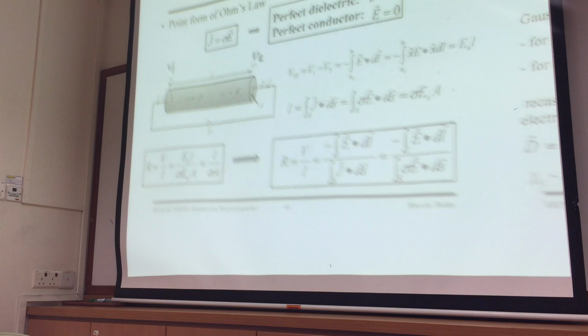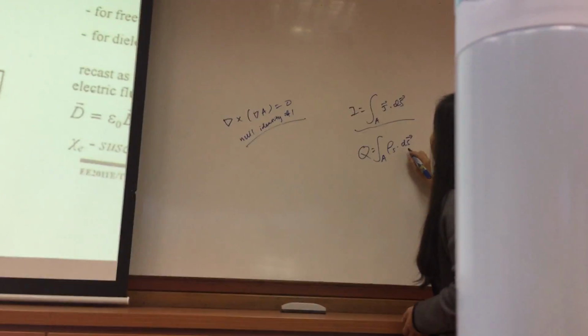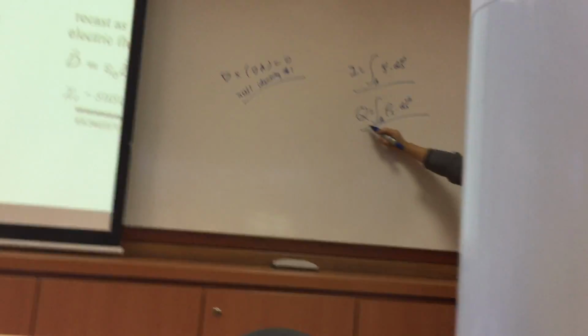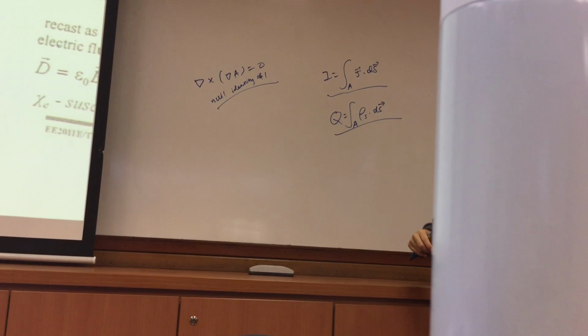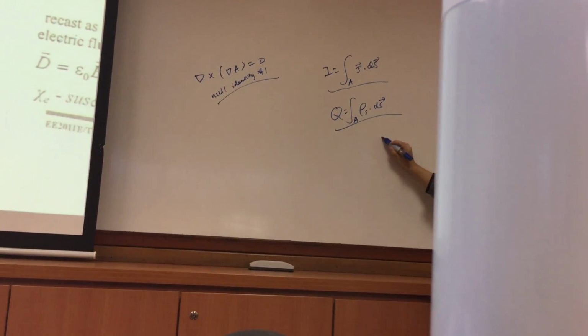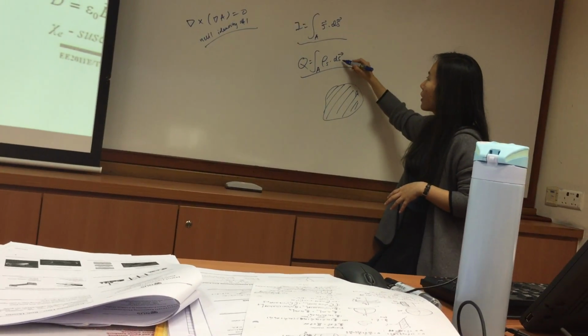Who will be doing it? We write I equals the integral over A of J dot ds, right? Write like this. And Q equals the integral of rho ds. You should know it. This is charge, this is current, and we can use an analogy. For this one, we have a material, and we know the surface, we know the area, and we say it is A.